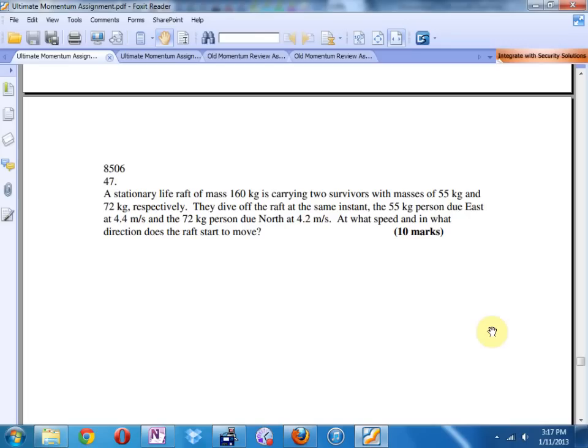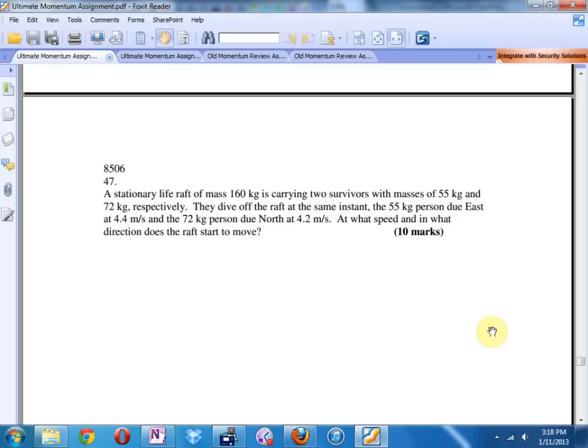What speed and what direction does the raft start to move? Oh, I can tell you roughly the direction. If your initial momentum is zero and someone goes north and someone goes east, I'm pretty sure that raft is going south and west-ish, right? And remember that when you're doing an explosion, what you're really saying is your initial momentum was zero, so your final momentum was zero. That's assuming you're doing an explosion of a stationary object.